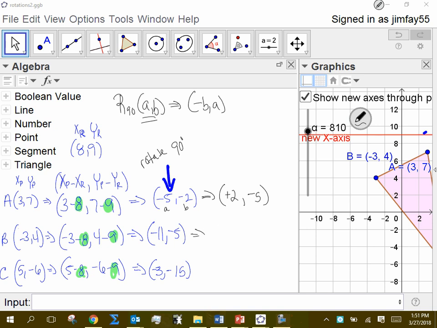Can I flip-flop this one? Gives me negative 5, negative 11. Negate the first one. Flip-flop this one. Gives me negative 15, negative 3. Negate the first one. So these are rotated around 8, 9 as if 8, 9 was 0, 0.